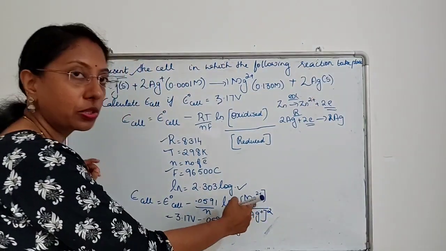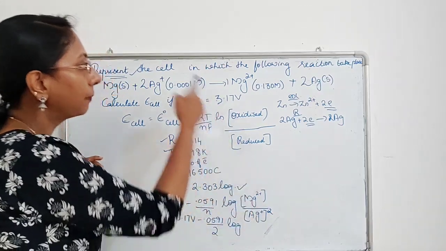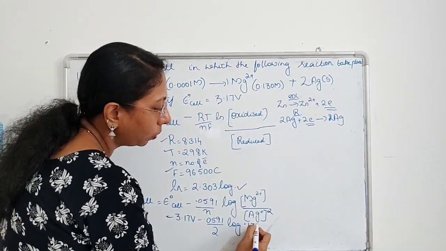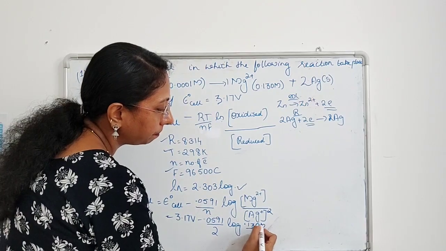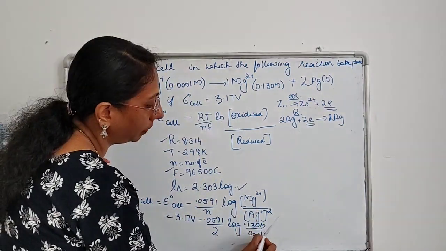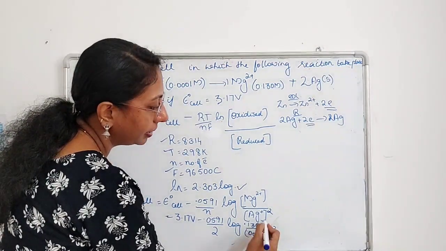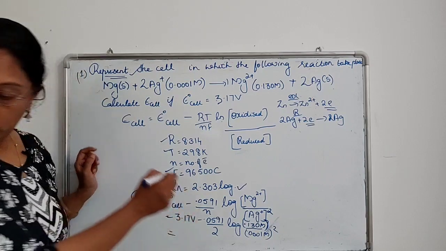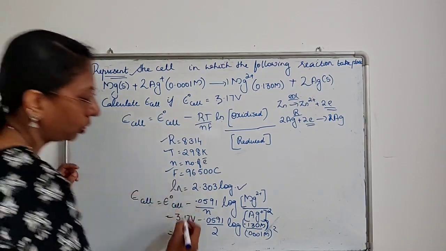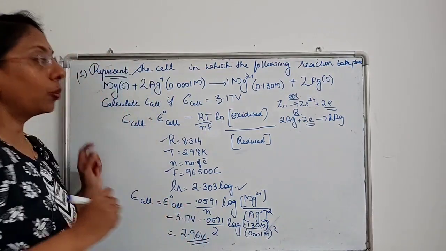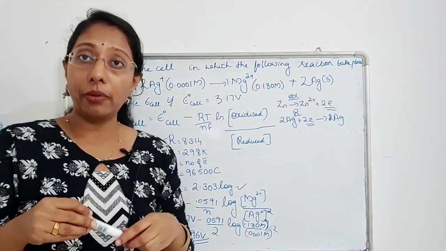From where will we get the concentration of Mg2 plus and Ag plus? Already it is given here. The concentration of Mg2 plus is 0.130 molar and that of Ag plus is 0.0001 molar. We have to write it squared. Why? Because it is Ag squared. And by doing this, we are getting the value of 2.96 volt.